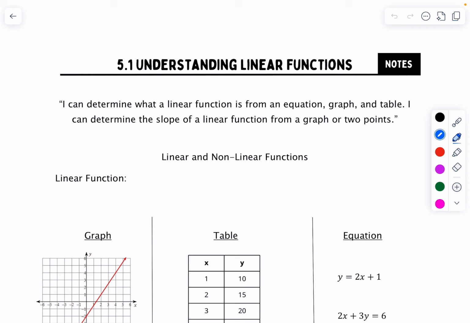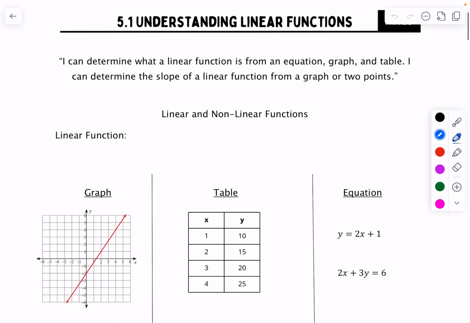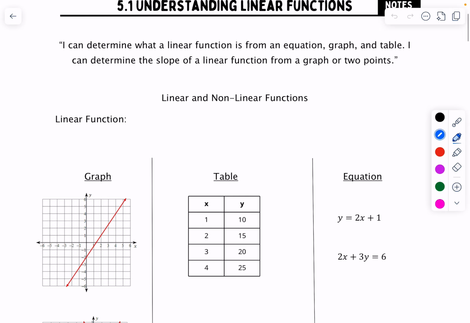In our last unit, we talked a lot about different kinds of functions, telling stories with functions, and function notations. In this unit, we're going to focus in on linear functions, which are functions of lines. After today's lesson, you should be able to determine what a linear function is from either an equation, graph, or table, and you should be able to determine the slope of a linear equation from a graph or 2 points. So let's start off with what the difference is between linear and nonlinear functions.